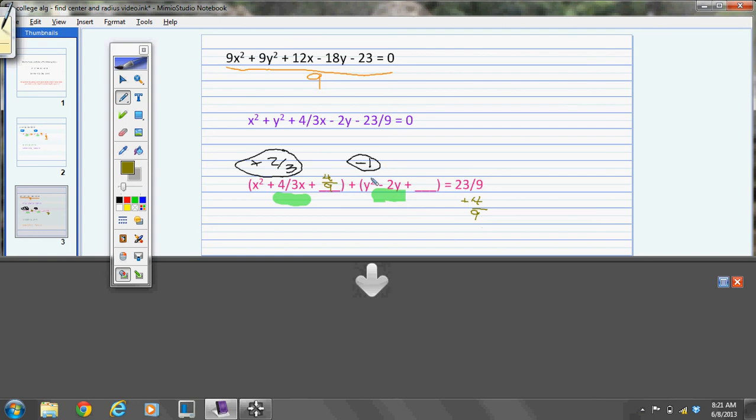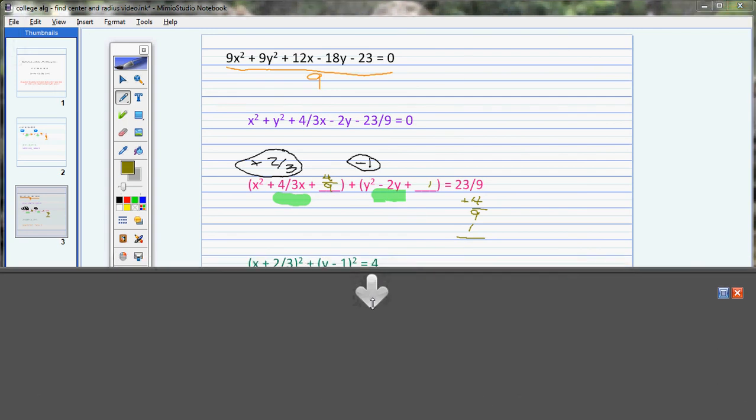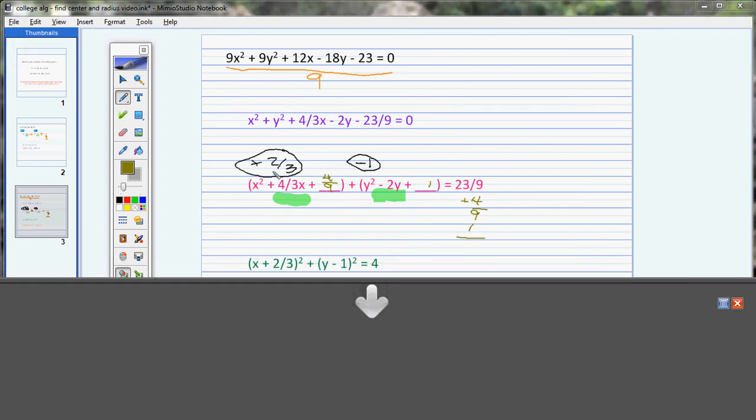Now take your negative 1 squared. Negative 1 squared is positive 1. So we're going to add a positive 1 over here. Now the next step says to factor and solve. Okay, remember when we factor, we use the circled number here.